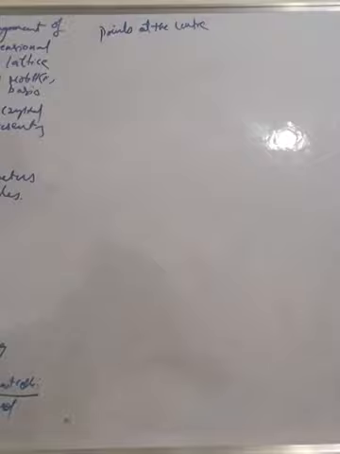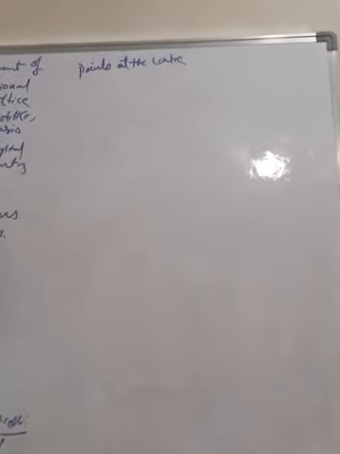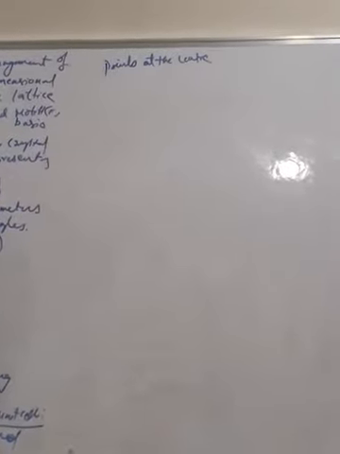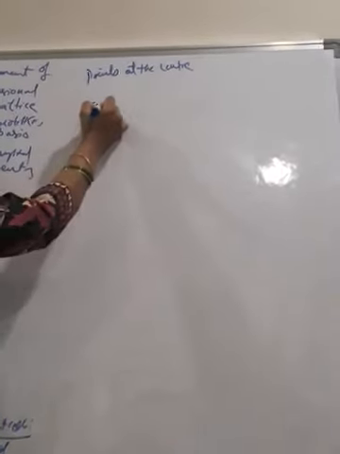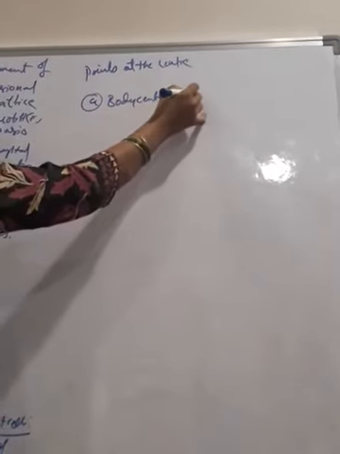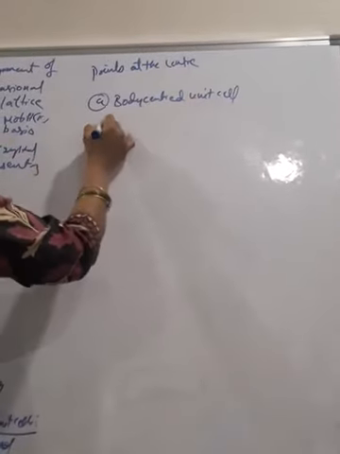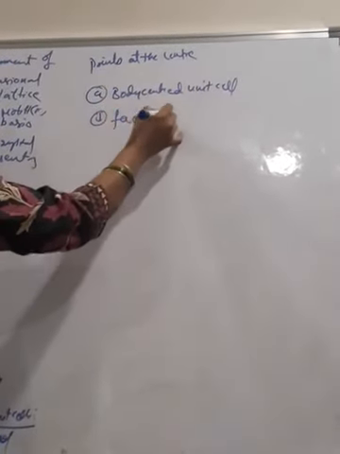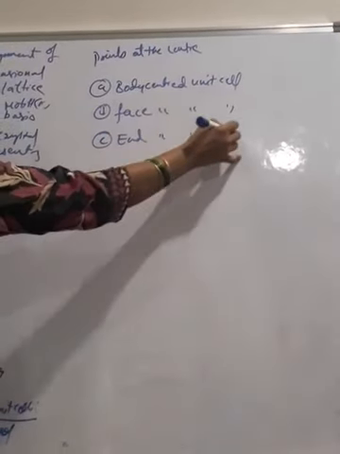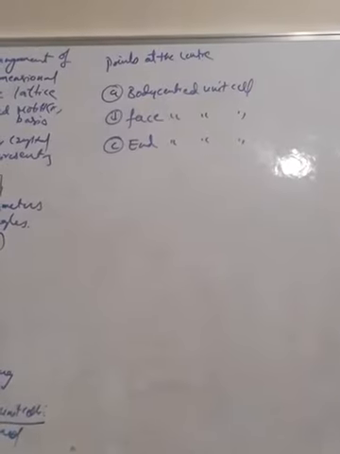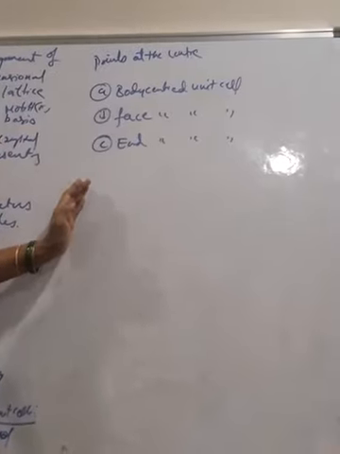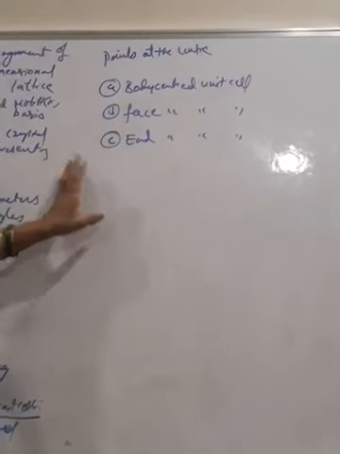So non-primitive unit cells, they are again in 3 types. Body centered unit cell, face centered unit cell, end centered unit cell. Okay. So these are the 3 non-primitive unit cells. Body centered, face centered and end centered unit cell.